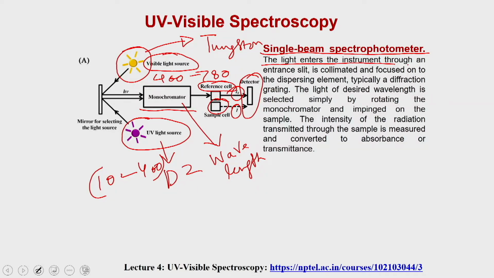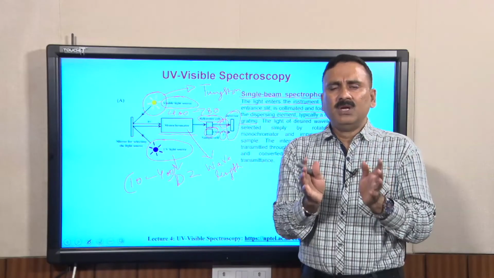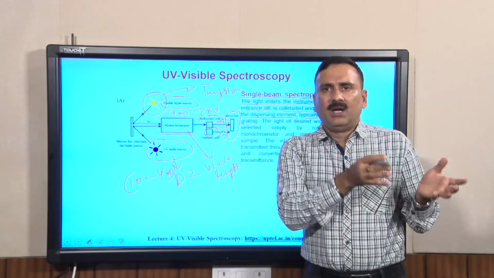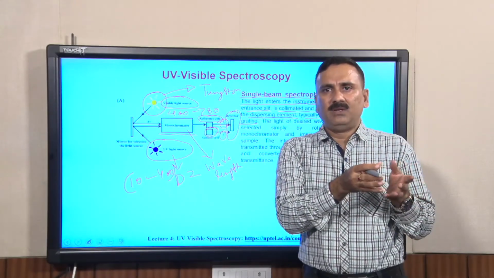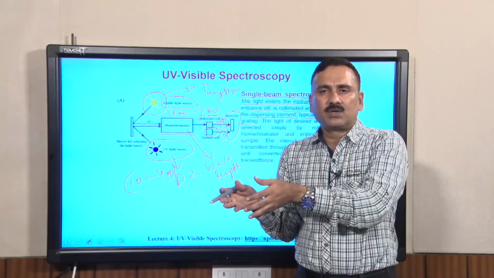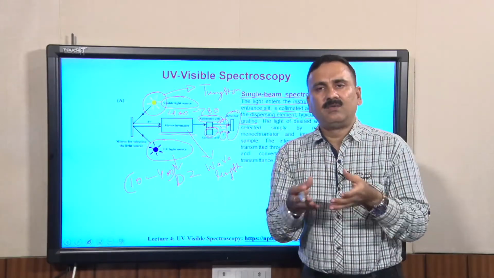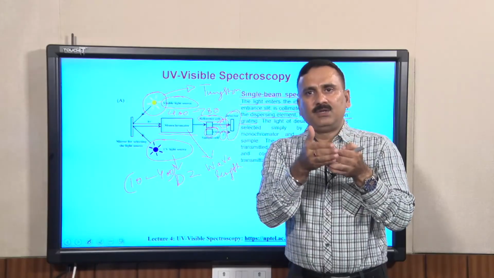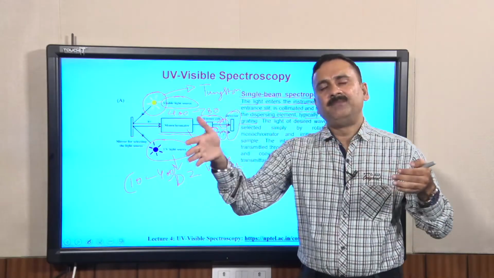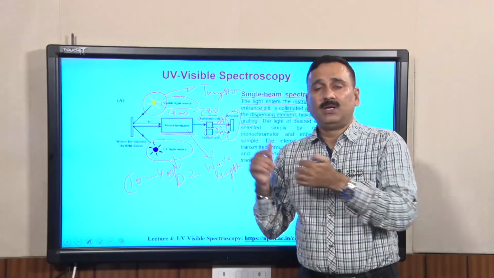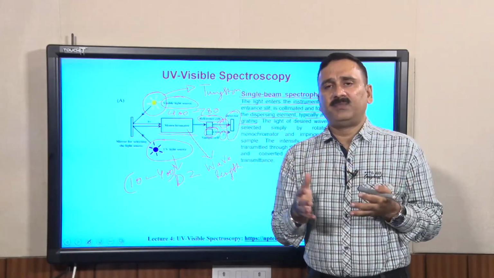Light enters the instrument through an entrance slit, is collimated and focused onto the dispersing element, typically a diffraction grating. So, the monochromator could be a diffraction grating, or it could be a simple prism. You might have seen a prism in your 9th standard or high school, where you split sunlight into its 7 colors, in those kinds of experiments.